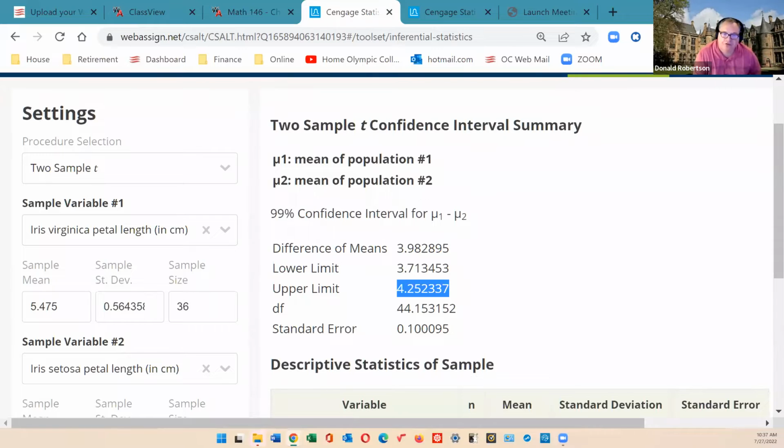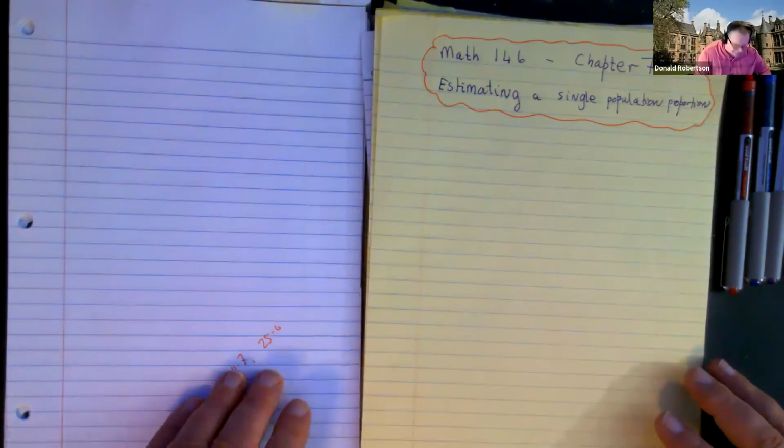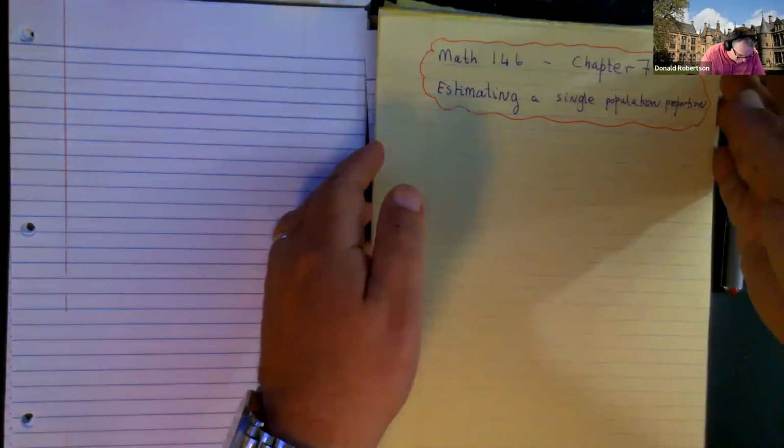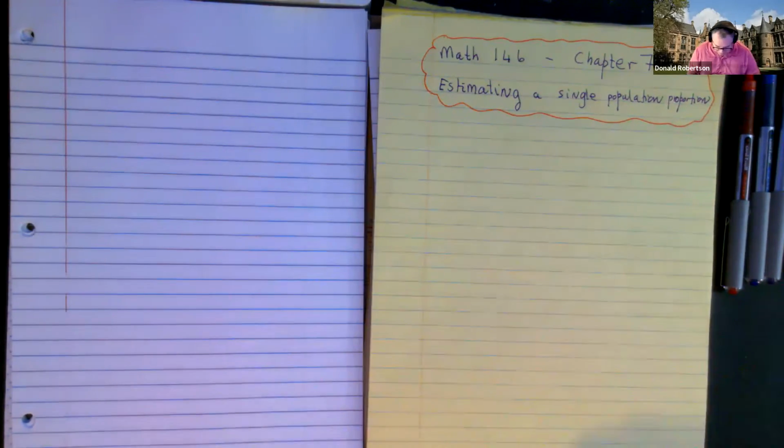Okay. Let's start our next topic. We are now going to look at estimating a single population proportion. And then we're going to do the difference between 2 proportions. So it's almost exactly what we did there, isn't it? Single mean, difference in 2 means. Single proportion, and then tomorrow, difference in 2 proportions.